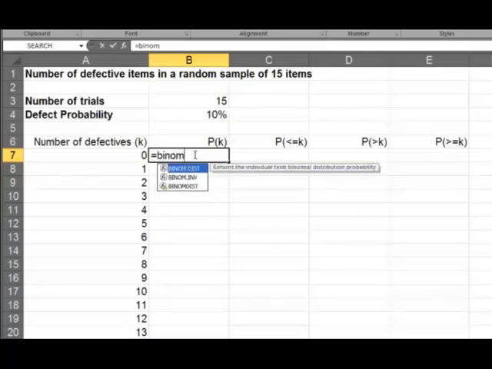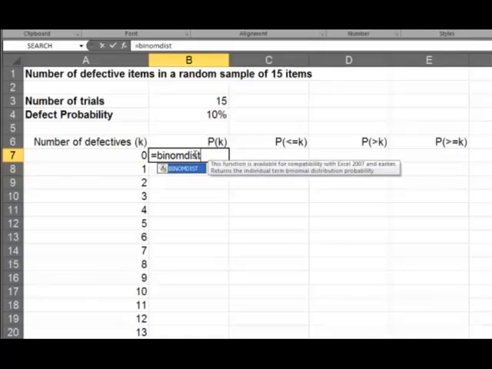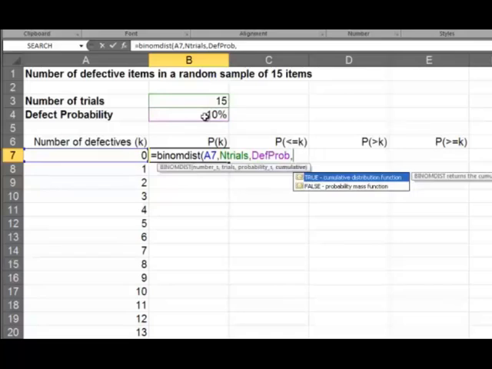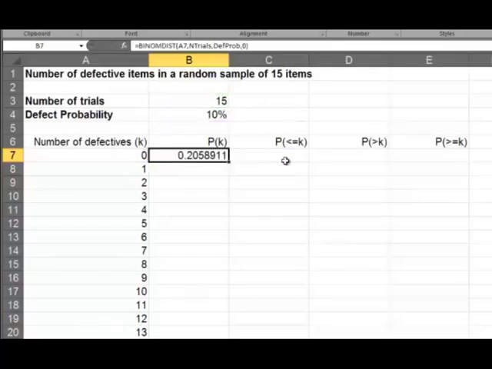Equals BINOMDIST, and Excel prompts us for the parameters. So first is the number I'm interested in, my k value. It's 0, comma, my number of trials, 15, comma, 10%, comma, 0, because I just want the probability exactly at k equals 0. Okay, so BINOMDIST of k, comma, n, number of trials, comma, probability of success, comma, 0.